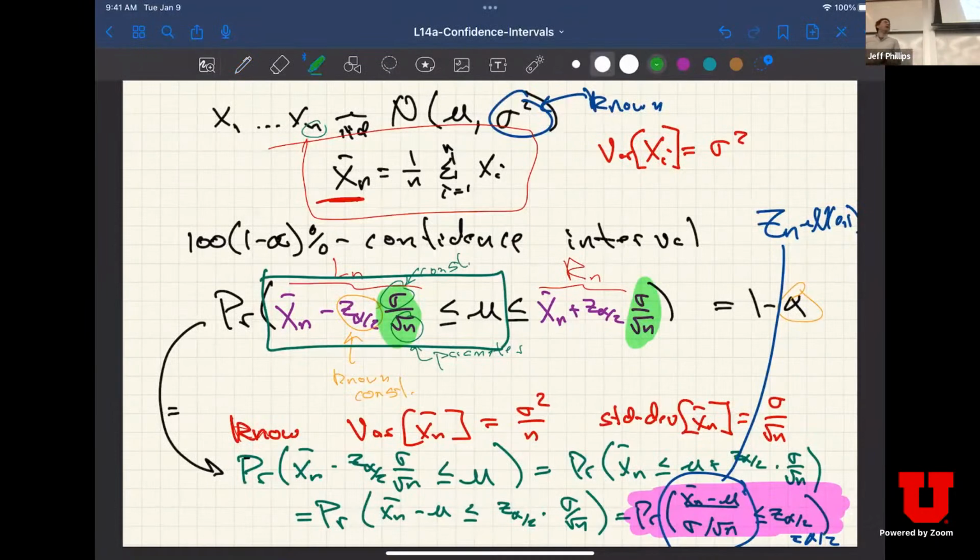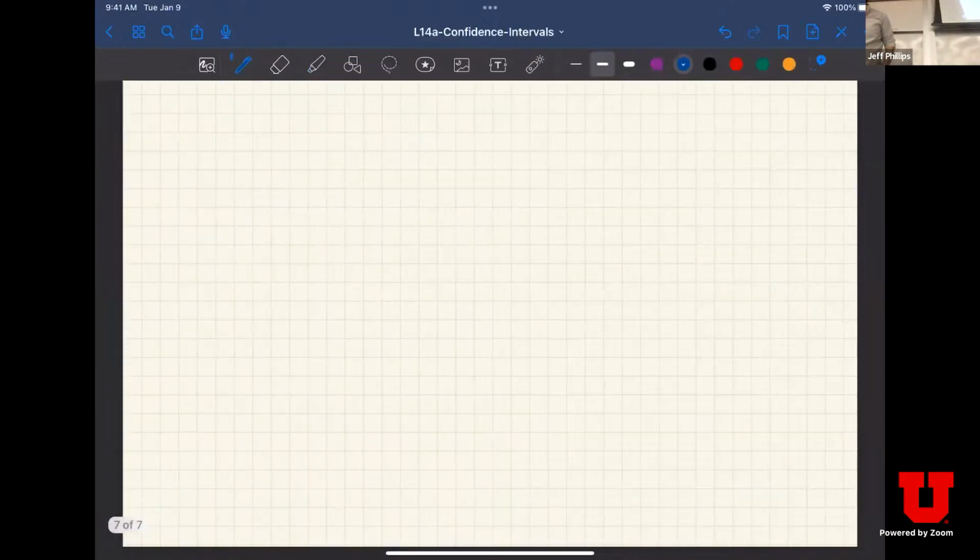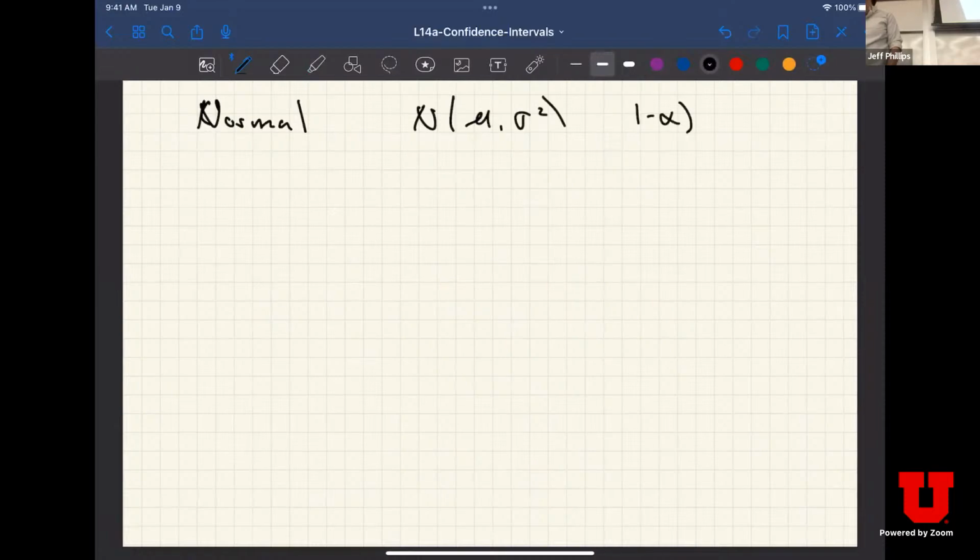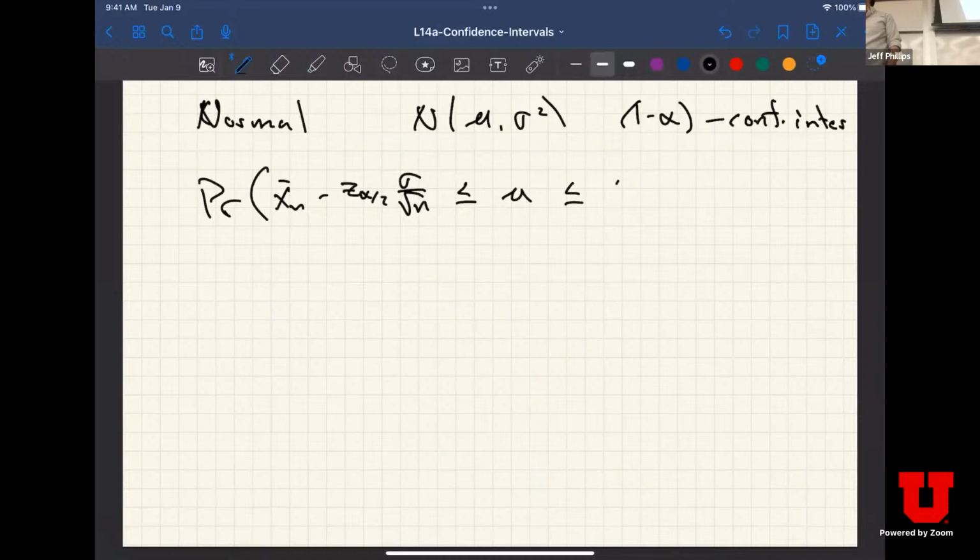Okay. And what happens to the confidence interval as the number of samples gets larger? What's the length of the confidence interval? What's going to happen to it? Okay, well, maybe I'll write this up again. The normal with sigma squared, 1 minus alpha. The confidence interval is going to be the probability that xn bar minus z alpha over 2 sigma over square root n is less than mu, which is less than xn bar plus z alpha over 2 times sigma over square root n. This is 1 minus alpha.